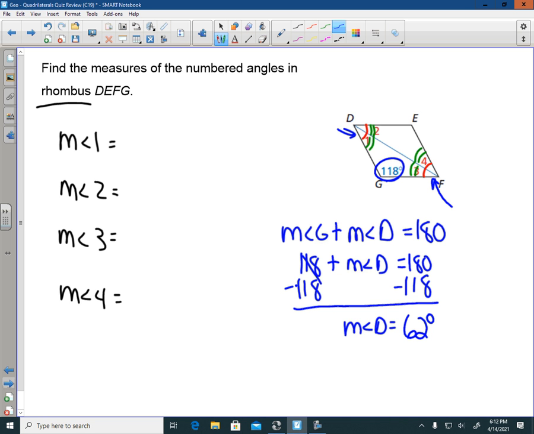So in order to figure out angles 1 and 2, we just have to divide that in half. And what is 62 divided by 2? Well, it's 31, right? So we know that the measures of angles 1 and 2 are both going to be 31, because the diagonal bisects angle D, and so each one has to be half of whatever angle D is, which is 62. But then we also know, because a rhombus is a parallelogram, that angle F is going to be exactly the same. It's going to be 62, and so 3 and 4 are also 31, and there you have it.